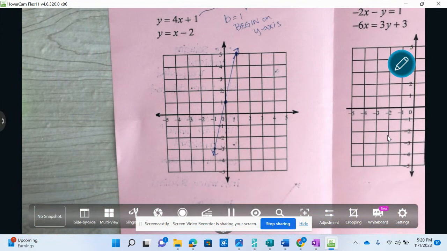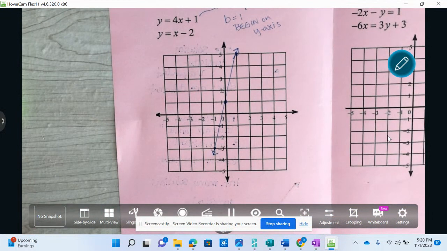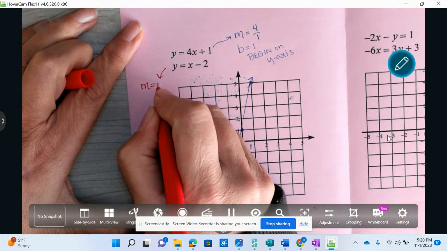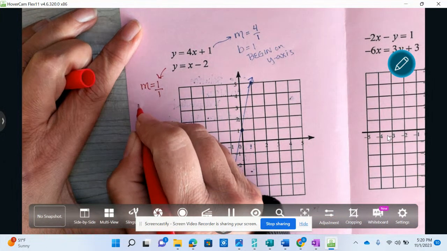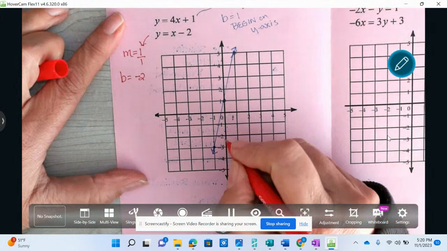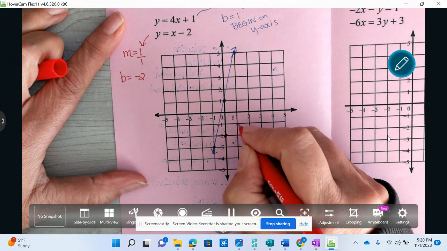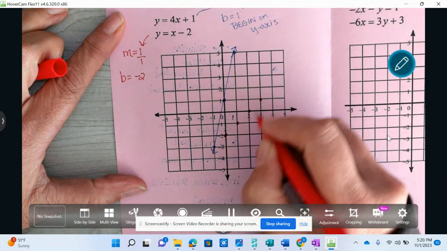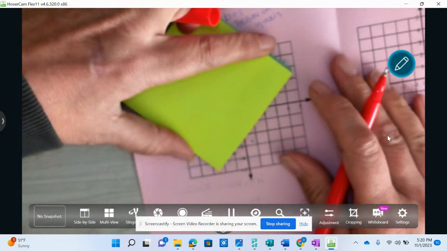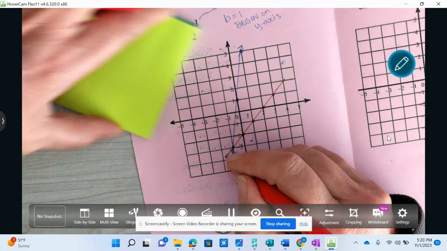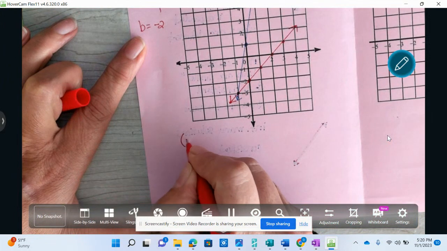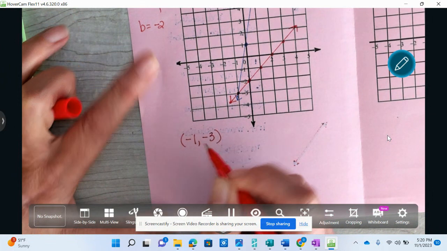For my second equation, it is also written in slope-intercept form. So when I identify my slope, m equals 1, same thing as 1 over 1, and my y-intercept, b, is at negative 2. So here I'm going to begin at negative 2. I'm going to go up 1 over 1, up 1 over 1. I can also go down 1 and to the left 1. And hopefully you see that when you do that, your solution, the place where both of these intersect, is the ordered pair negative 1, negative 3.